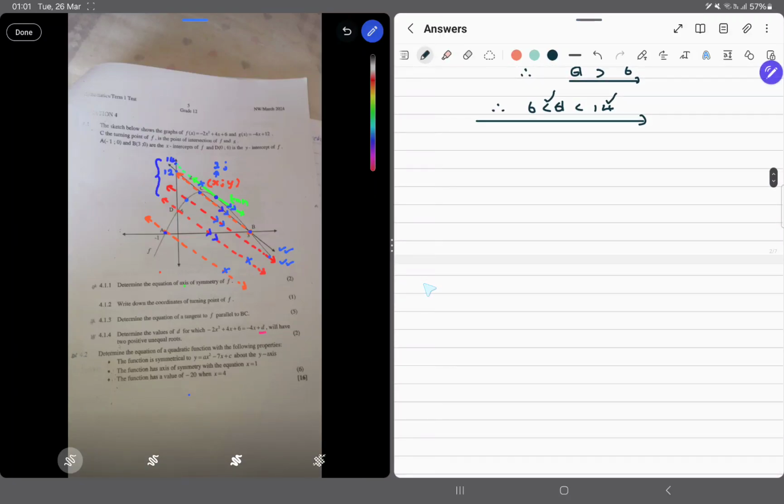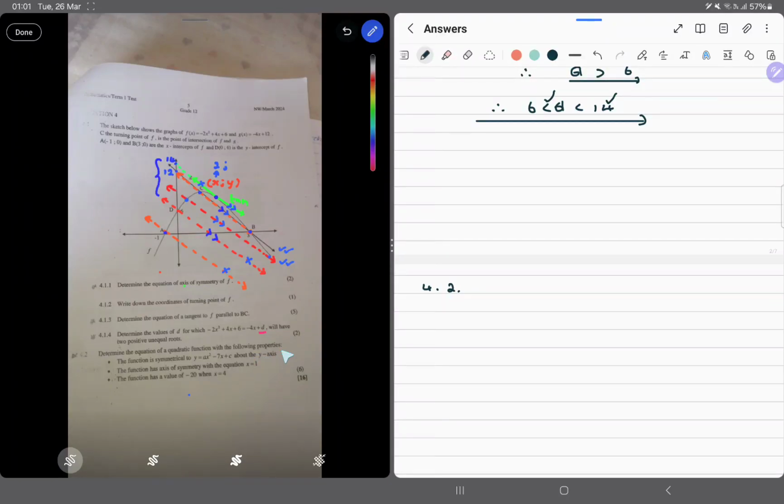Let's do the last question. This is question 4.2, okay. It says now determine the equation of a quadratic function with the following properties. The function is symmetrical to y equals ax squared minus 7x plus c about the y-axis. So once you hear something that is symmetrical about the axis, that is a reflection, okay?